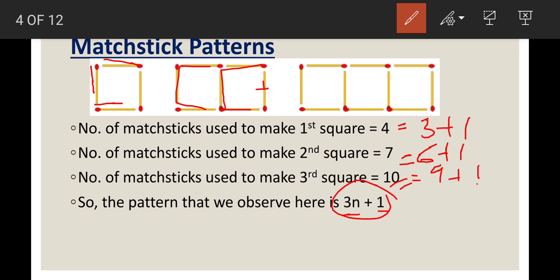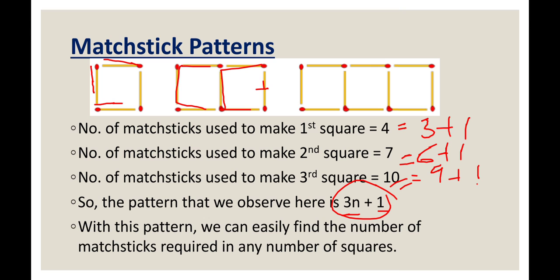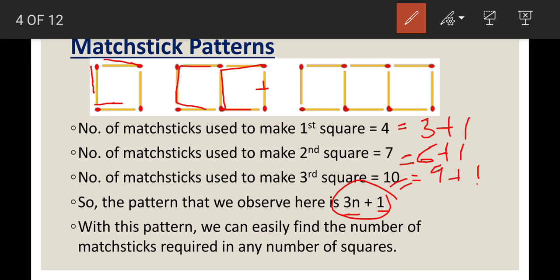Here two terms are being used, one is a variable and the other a constant, which we'll discuss later. With this pattern we can easily find the number of matchsticks required for any number of squares. Here n is the number of squares. If we put in the number of squares, then we will get the number of matchsticks used for that many squares.